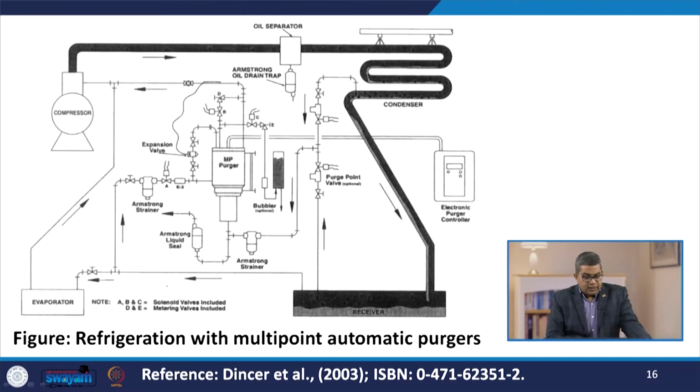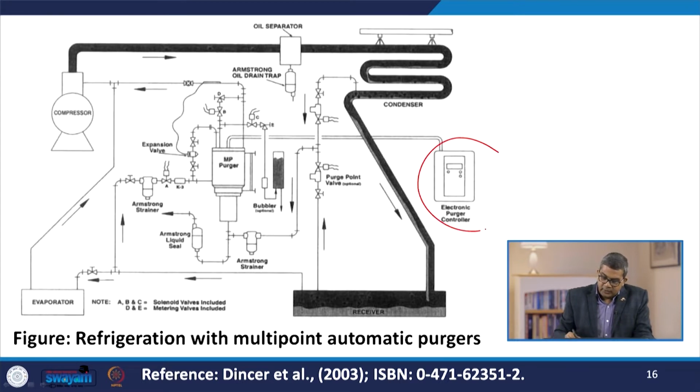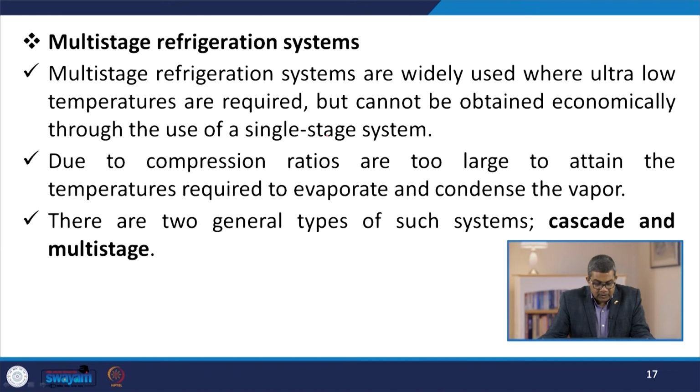Now here you see the refrigeration system with the multi-point automatic purger. This is the electronic purger control, where all the major operations are listed, and this is the purging valve. So you can see the attachment of the purging device in this particular refrigeration apparatus.